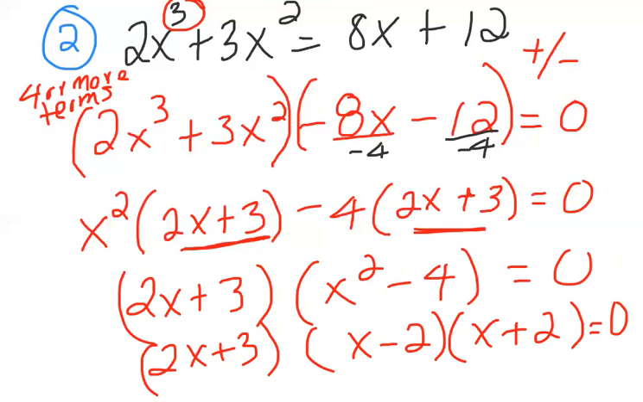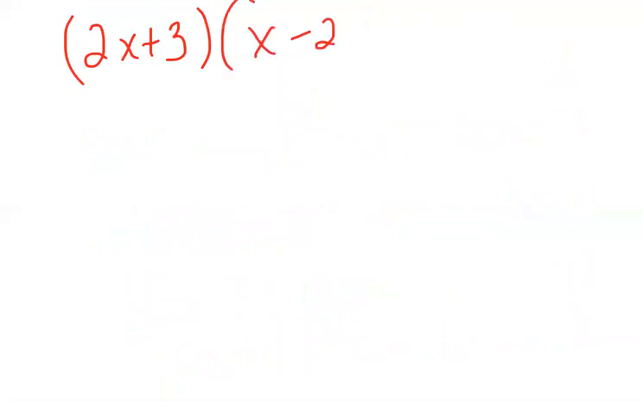Remember, this one right here is on the test. I'm going to erase this and continue with the problem. So the factors for the problem are 2x plus 3 times x minus 2 times x plus 2, and all of this is equal to 0.